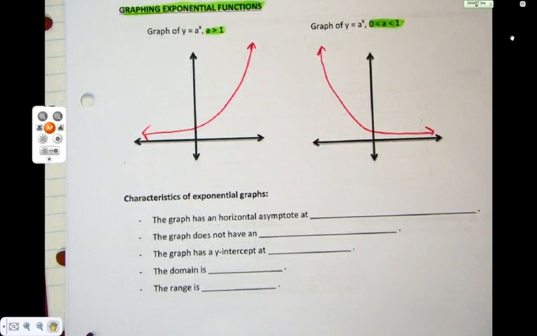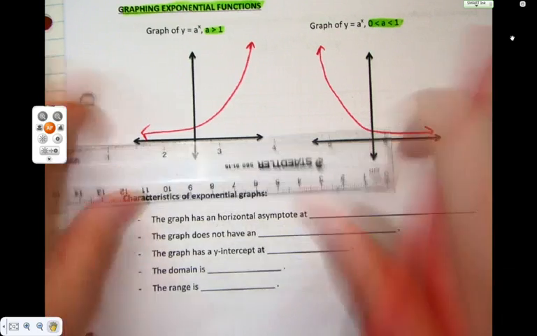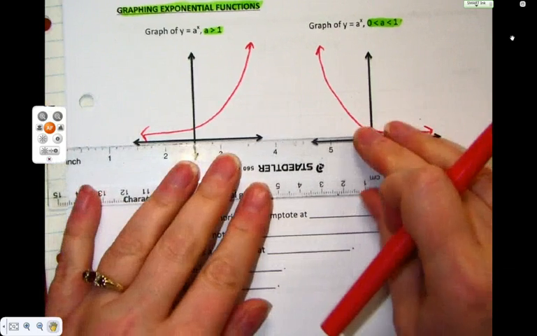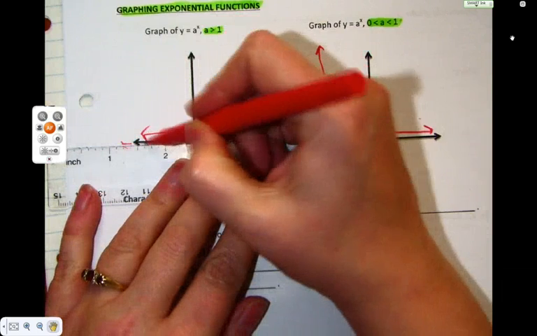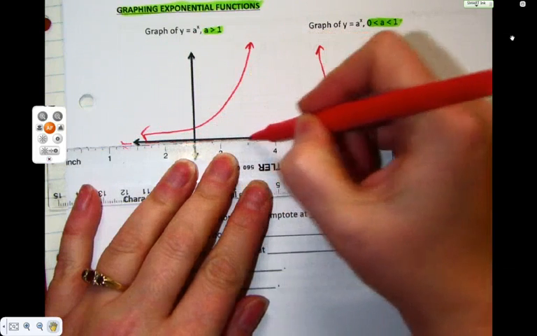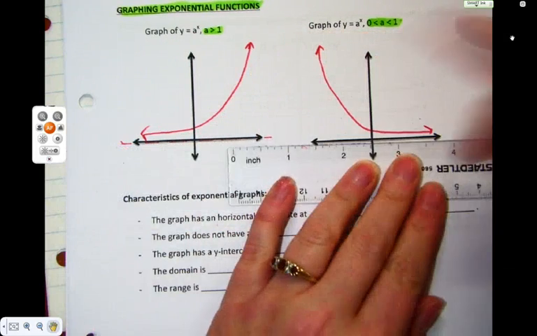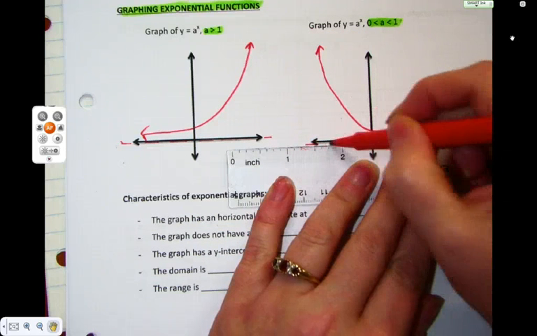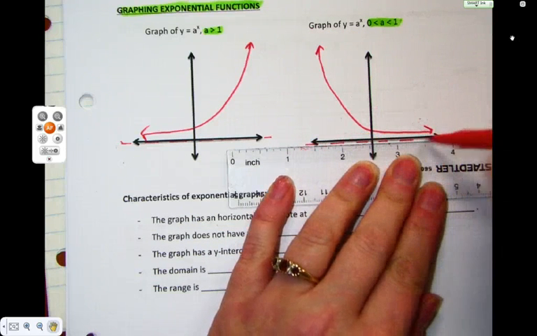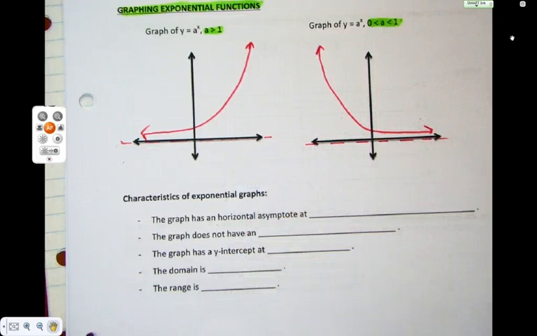So characteristics of exponential graphs. The graph has a horizontal asymptote at y equal to 0, so let's draw that in. So it never crosses the x-axis. Why? Why does it never cross the x-axis? Say that a little bit louder, David.